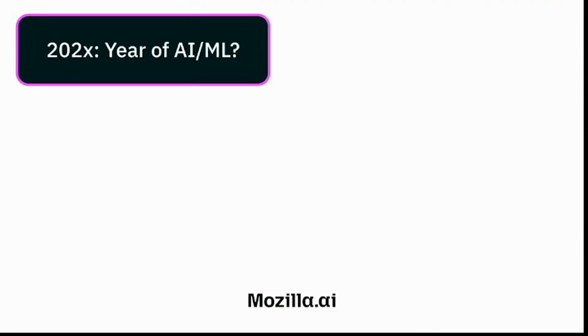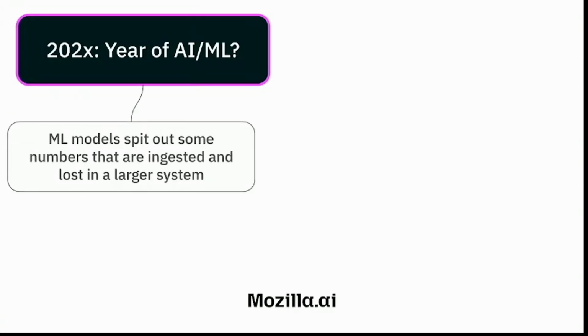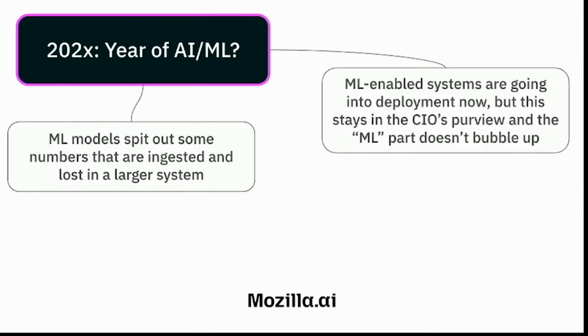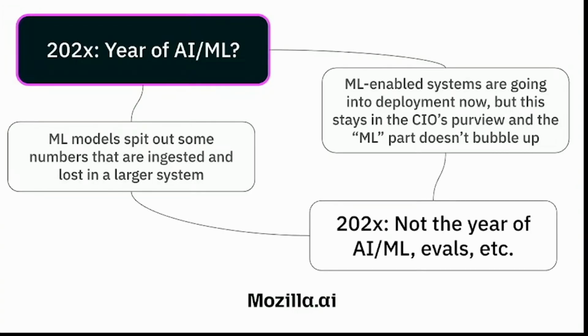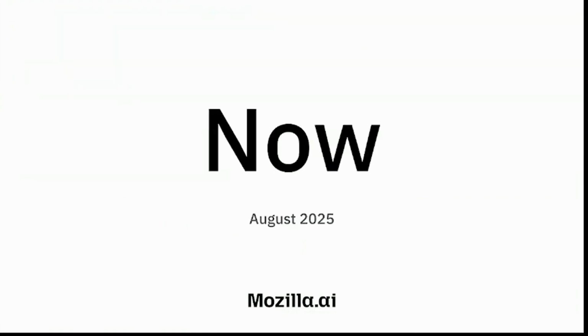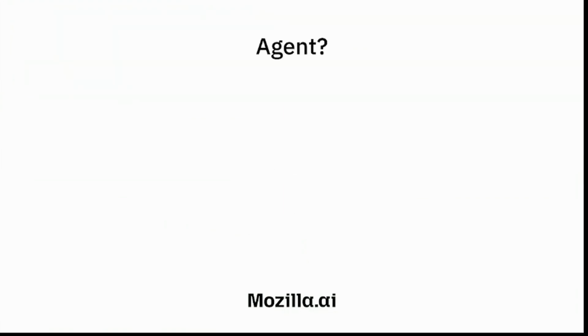So the reason I might say that 2025 is finally the year of evals and agents and AI is because up until then, we had, I don't know, ML models spitting out some numbers that were ingested in a larger system. And the only people who really cared about that were the CIO and maybe the CTO and maybe the CISO. It certainly was not the CEO and the CFO. So the ML part didn't really bubble up. The eval part didn't really bubble up to the highest levels, which meant that those years really weren't the big year for evals. But now we have agentic systems going into deployment.